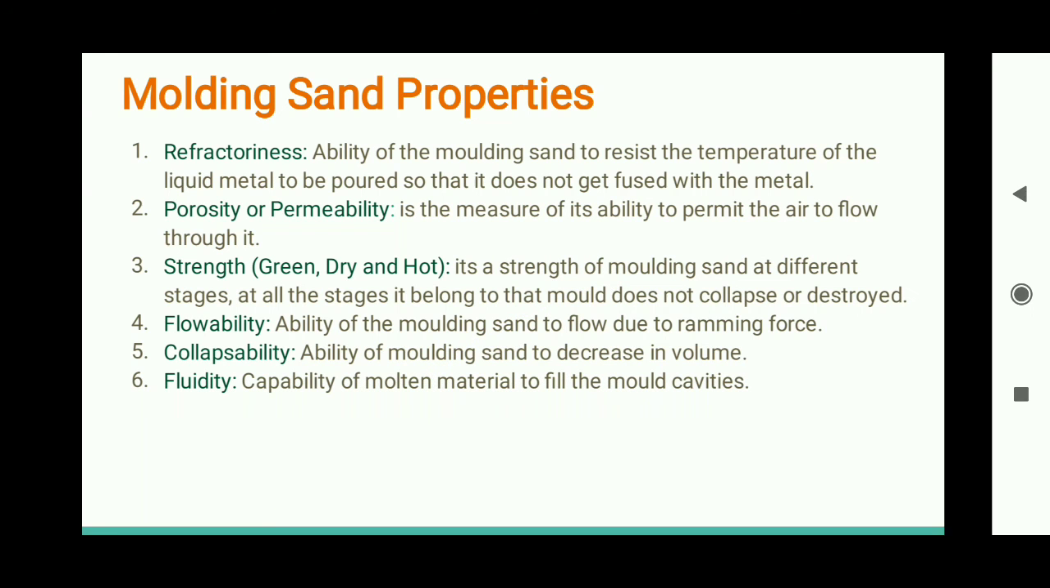Next is fluidity. Fluidity is the capability of the molten metal to fill the mold cavity. This is basically the definition of fluidity, but it depends on two factors: first, the characteristics of the molten metal, and second, the casting parameters.